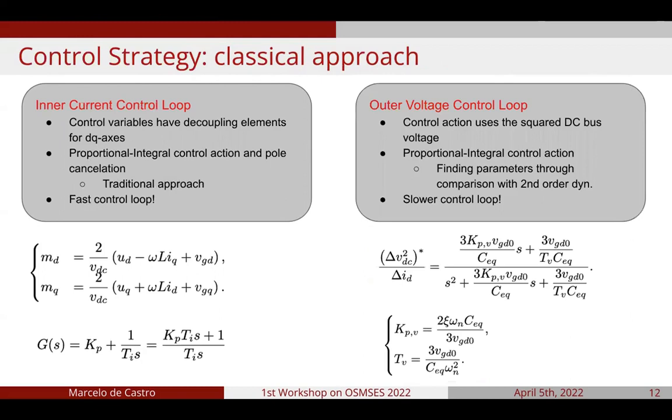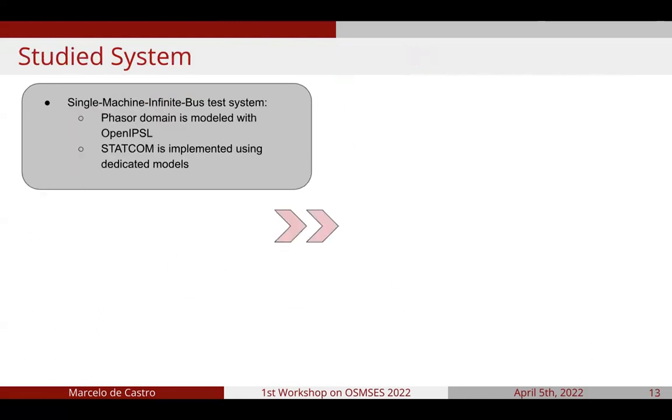So the first is the inner current control loop, in which we have decoupled DQ variables that can be controlled using simple proportional integral regulators. This inner loop is significantly faster than the outer loop, right? And the outer loop actually controls the DC bus voltage, which is the capacitor voltage. There, we can also design an adequate proportional integral regulator, enabling us to set appropriate speed and damping requirements.